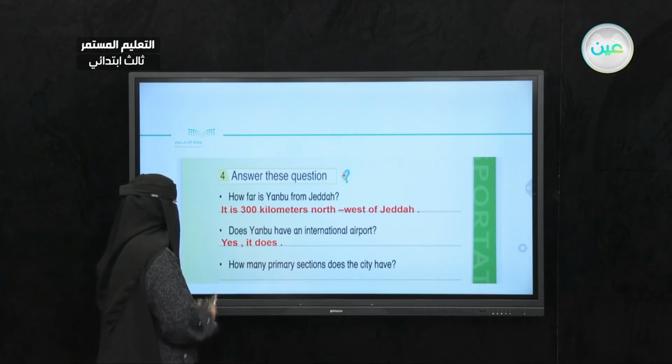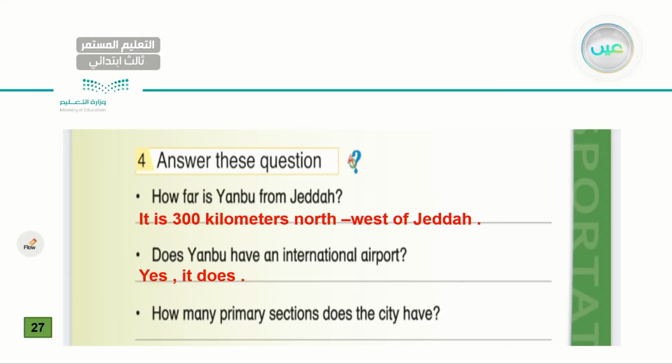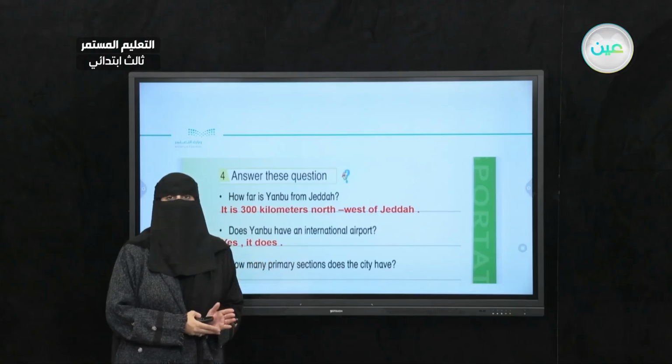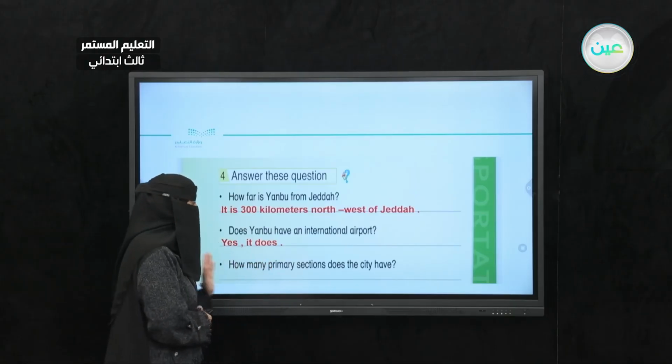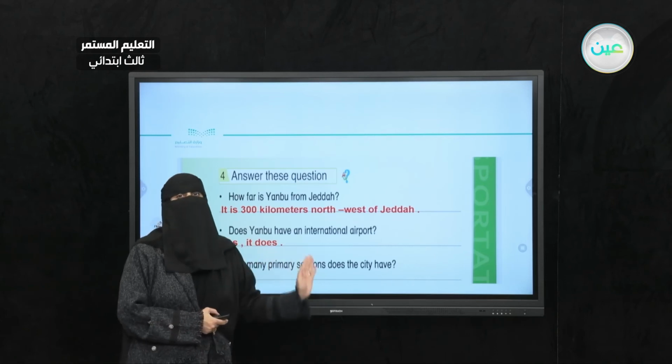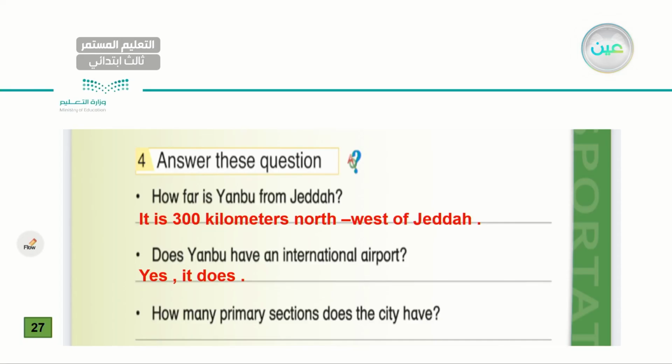Okay? Number 3. How many primary sections does the city have? So if I use how many, I need a number. Okay? So look for the word sections or primary sections in the passage and give me the number that is mentioned there. How many primary sections does the city have? The city is divided into 3 primary sections.